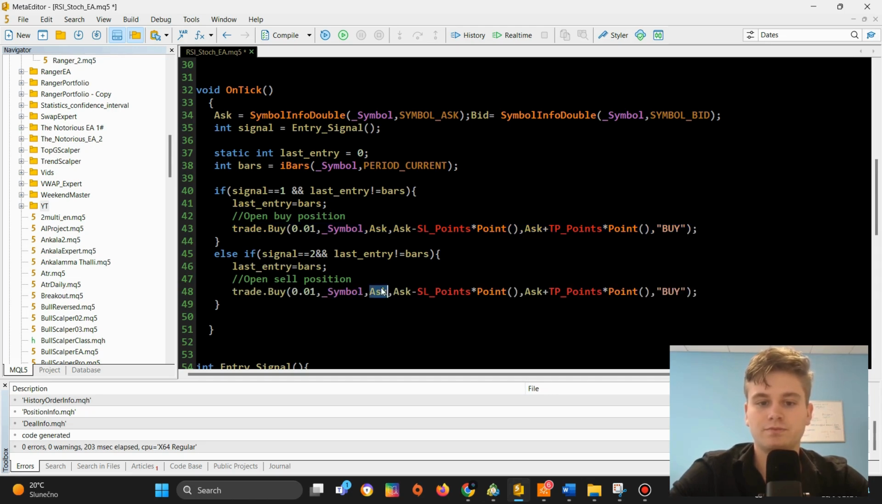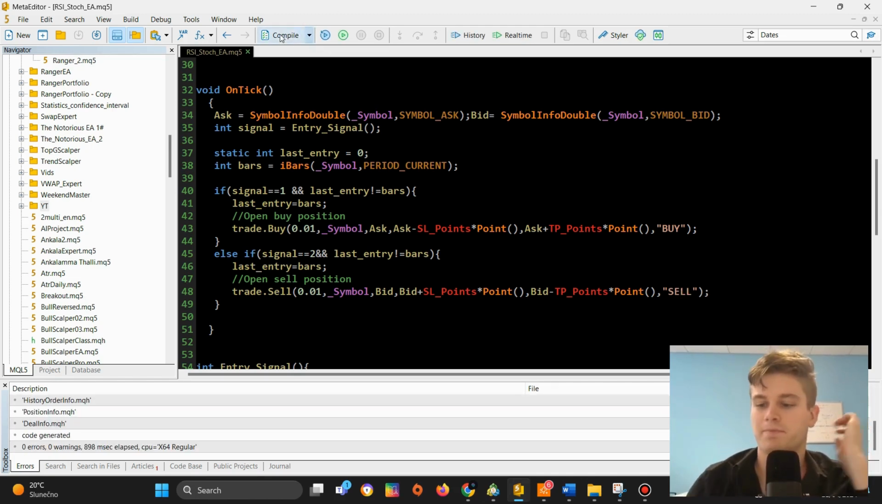So yeah, for the sell side I will just change the price to the bid price, and stop loss is above the opening price and take profit is below the opening price, and comment will be sell. So yeah, this is very simple, but it should work.